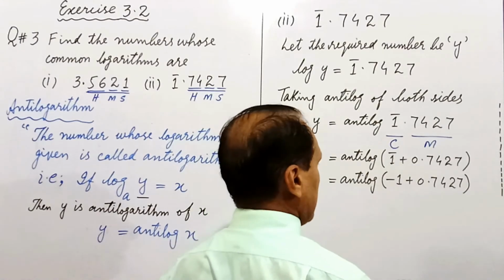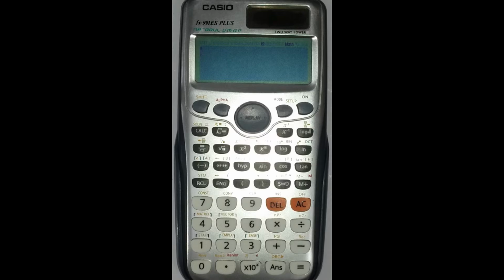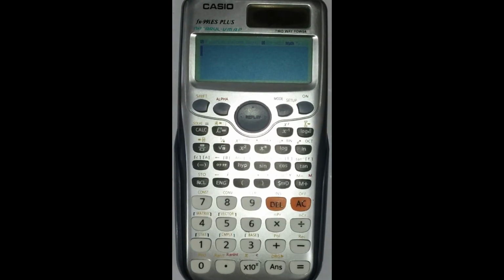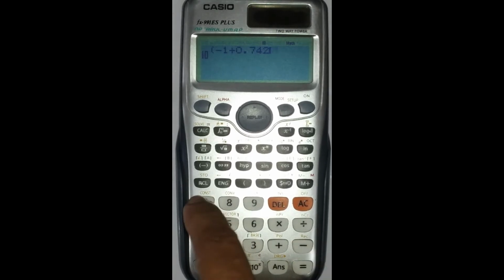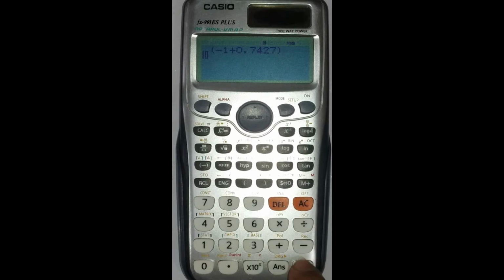Now we use the scientific calculator to find that value. If the logarithm of the required number is negative, or its characteristic is written as bar, as in this question where we require the number whose logarithm is 1 bar 0.7427, we use the anti-log function in this way. We press the shift button first and then press log to activate the anti-log function. Now we put the value as left bracket minus 1 plus 0.7427, right bracket, and then we press equal.